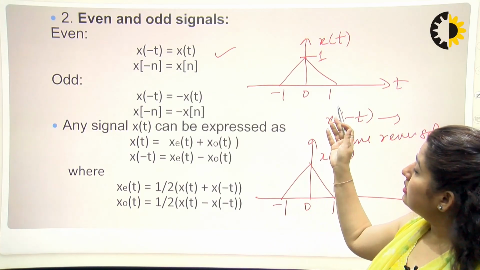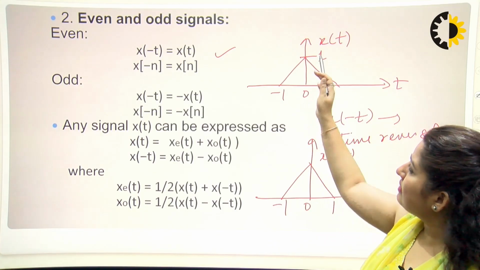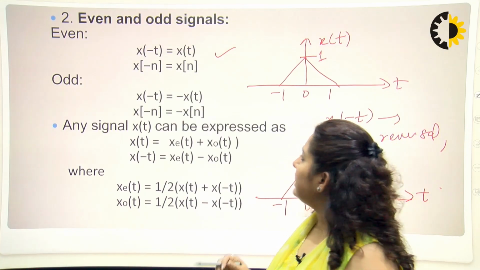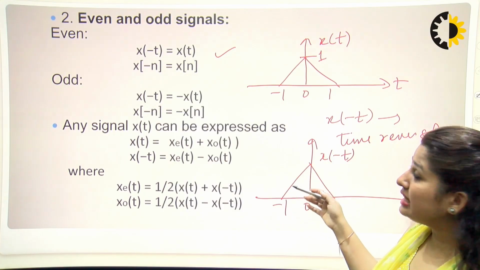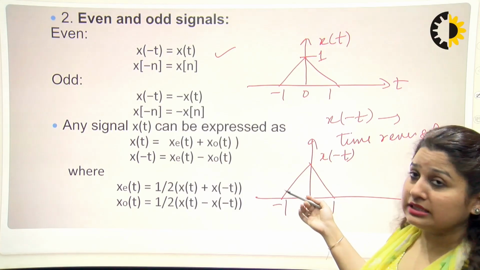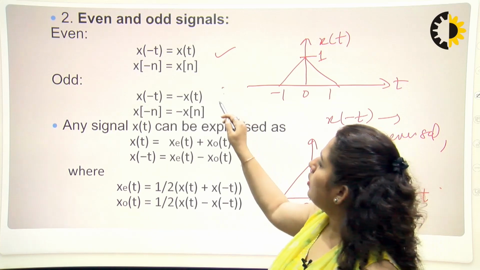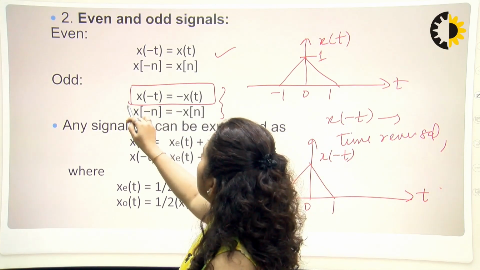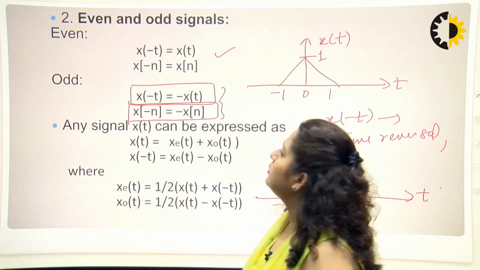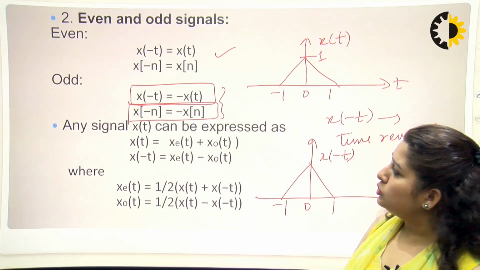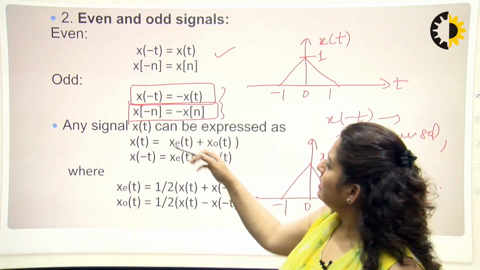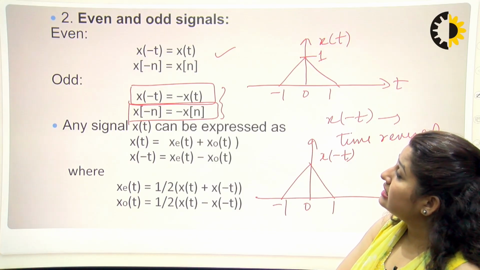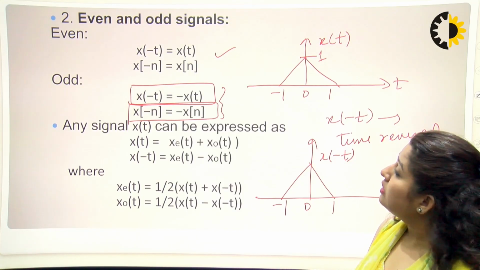So if we take a mirror image around the y-axis and it comes out to be the same signal, then it is an even signal. On the other hand, if we take the mirror image around the y-axis and then take the mirror image around the x-axis and the signal becomes the same, then it is called an odd signal. So for an odd signal, x(-t) is equivalent to -x(t), or in discrete form, x[-n] is equivalent to -x[n]. The negative sign outside shows the reflection around the x-axis. The negative sign inside the bracket is the reflection around the y-axis.